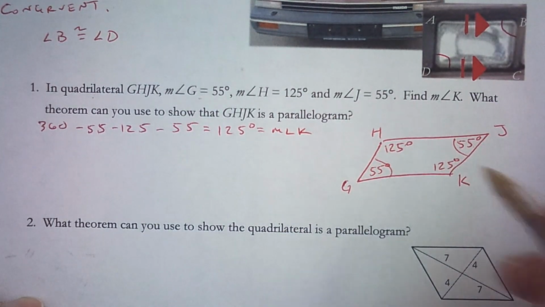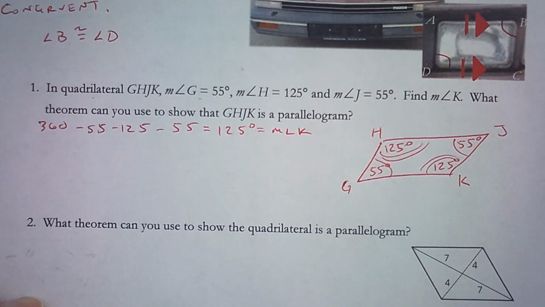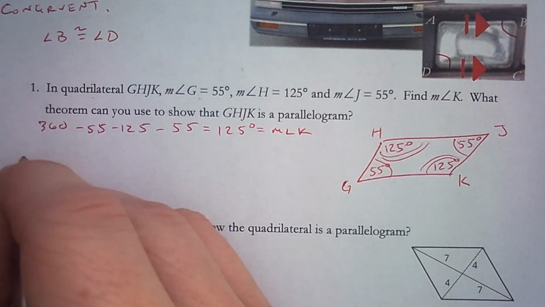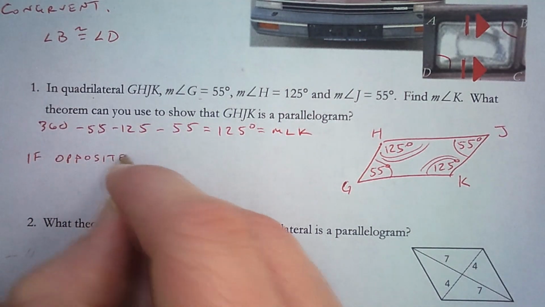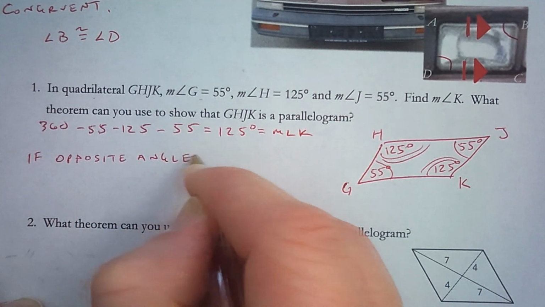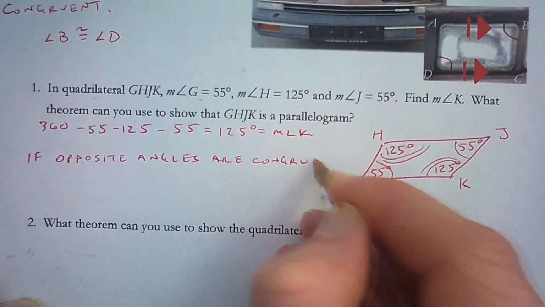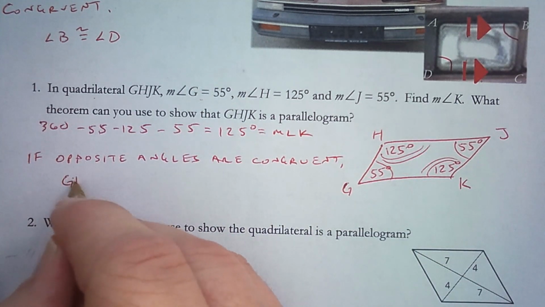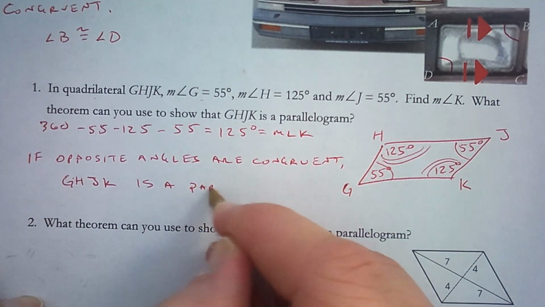So we have 125 degrees here, which means these are also congruent angles. Okay? So what theorem tells us that this is a parallelogram? If opposite angles are congruent, then GHJK is a parallelogram.